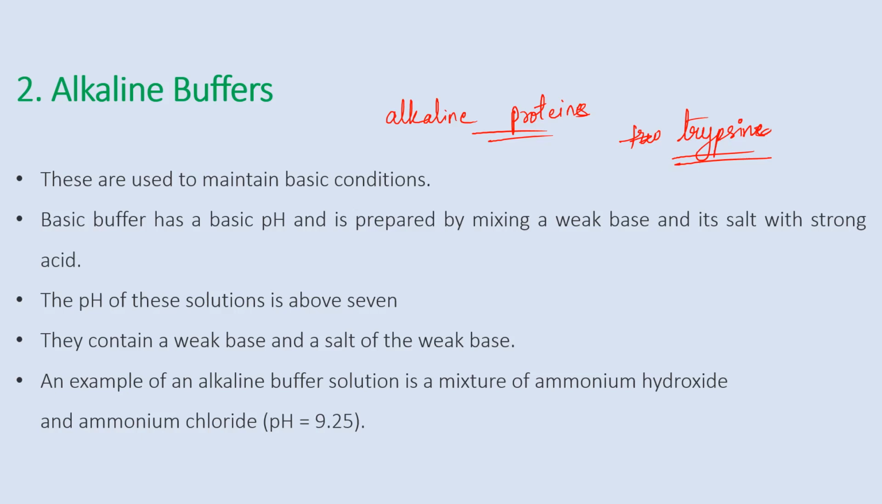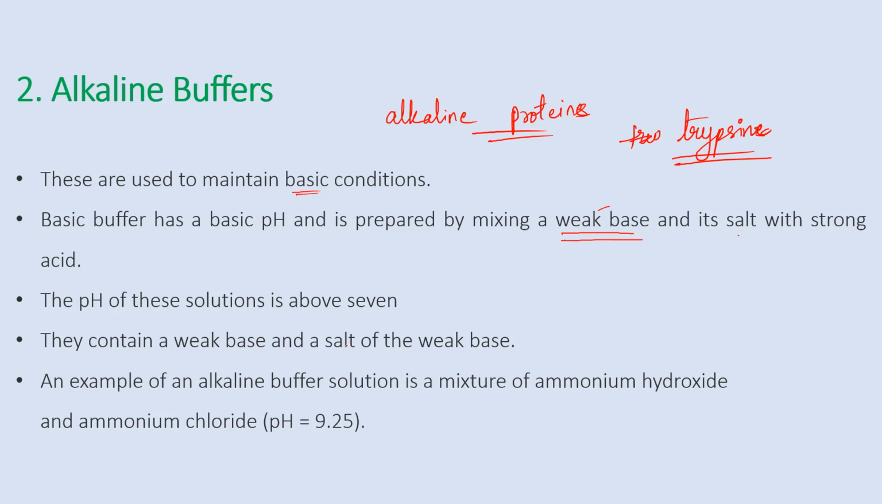So when you are working with trypsin, especially from the digestive system, you have to maintain basic conditions. So in such cases, if you are doing something in the laboratory, you'll have to recreate those conditions and provide basic conditions for the further study. Now, a basic buffer has a basic pH, and it is prepared by mixing a weak base. So for acidic buffer, it was weak acid. For basic buffer, it is weak base, and the salt with strong acid. So again, we are going to use a weak base and its salt here.